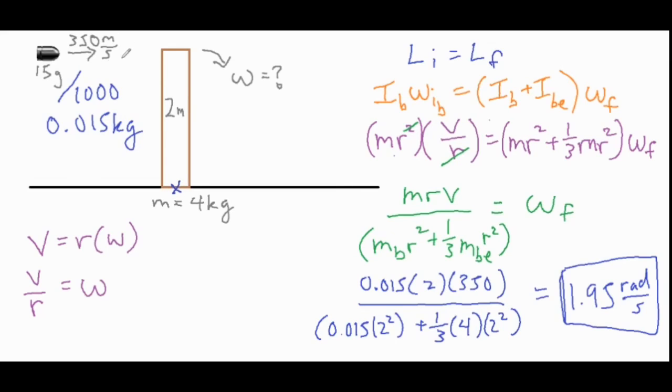The 350 was the initial velocity of the bullet written in the beginning of the problem. And then on the bottom here, we have some I value for the bullet, so the 0.015 times r squared. And then for the beam, 1/3 r squared for the moment of inertia of the beam. And then from there, basically just found the product of a bunch of things, added these things in the denominator, divided it out, and I got 1.95 radians per second. That is my final answer for the omega value after the bullet implants itself into that wooden plank.